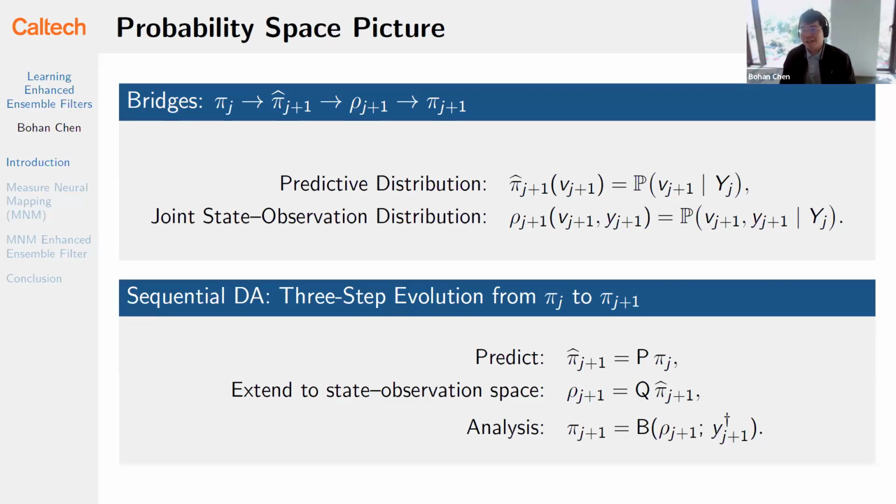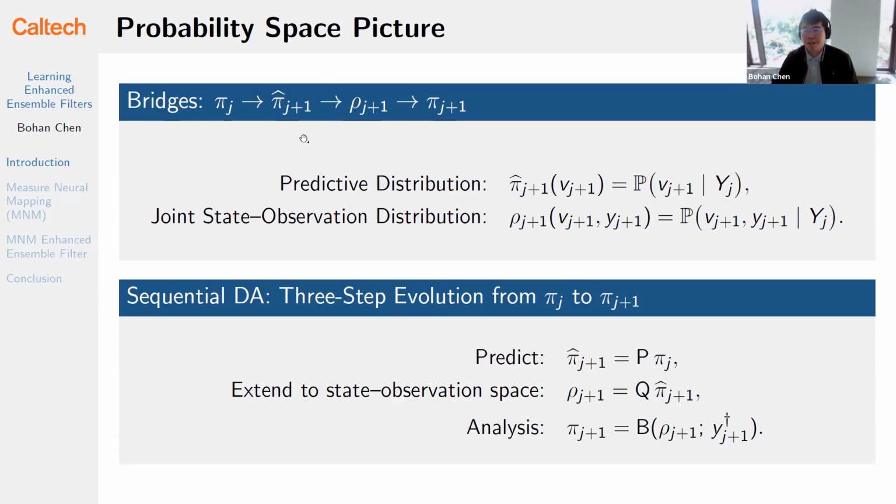And we further split this evolution into 3 sub-steps. That is, we first introduce 2 bridges. The first one we call the predictive distribution. That is the state at j plus 1 conditioned on all the observations up to time j. And then there is the joint state-observation distribution. That is the joint state and corresponding observation conditioned on all the previous observations, not this one.